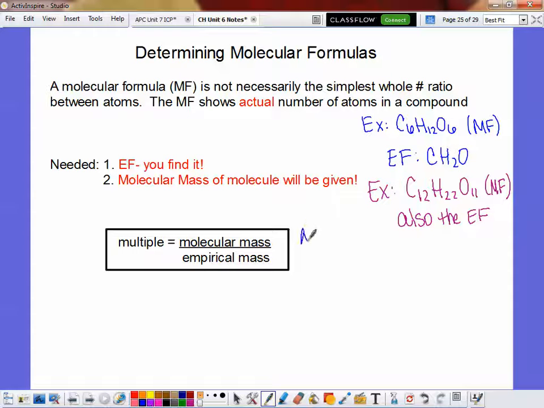So think M-E, M over E. Molecular over empirical. Typically, it's going to be the bigger number divided by the smaller number, but it could be the bigger number divided by itself if the empirical and molecular formulas are identical. It'll never be a smaller divided by a larger. Never. If it is, you've done something wrong. This is going to give us a multiple, which will be a whole number, that you'll distribute through to find the molecular formula.